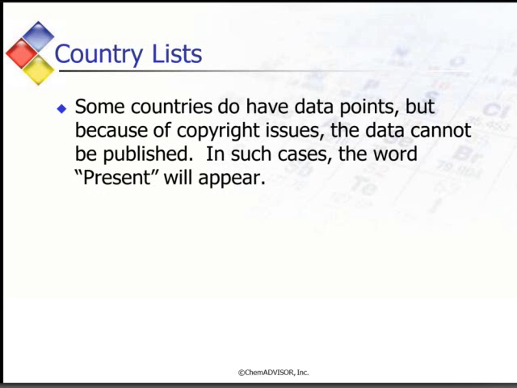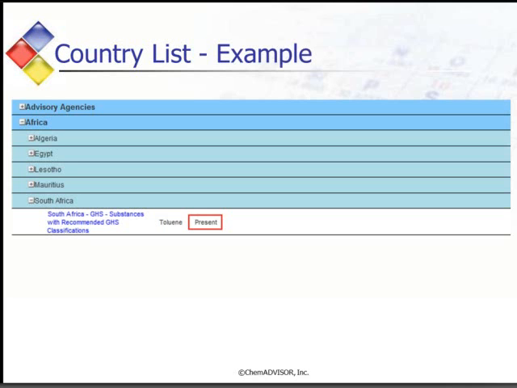Within the standardized views, sometimes you will see countries that don't have specific data points, because of copyright issues, the data cannot be published. In such cases, the word present will appear as a result in the query. So for example, South Africa has published GHS, but we cannot republish that information in our database. So you will see present and then could go back to the source to find the details directly there.